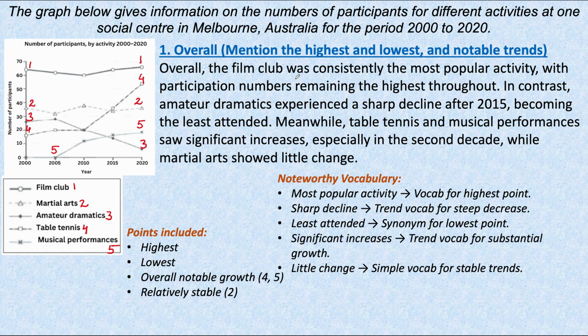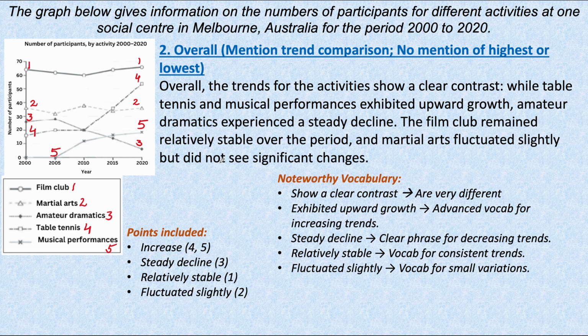In this overall statement, we have first mentioned the highest category, then we have mentioned the lowest category at the end, which is after 2015. After this, we were left with 3 categories, and we have mentioned the overall trends of these 3 categories. Here's another way to write the overall statement where there is no mention of the highest or the lowest, only the trends are mentioned and compared.